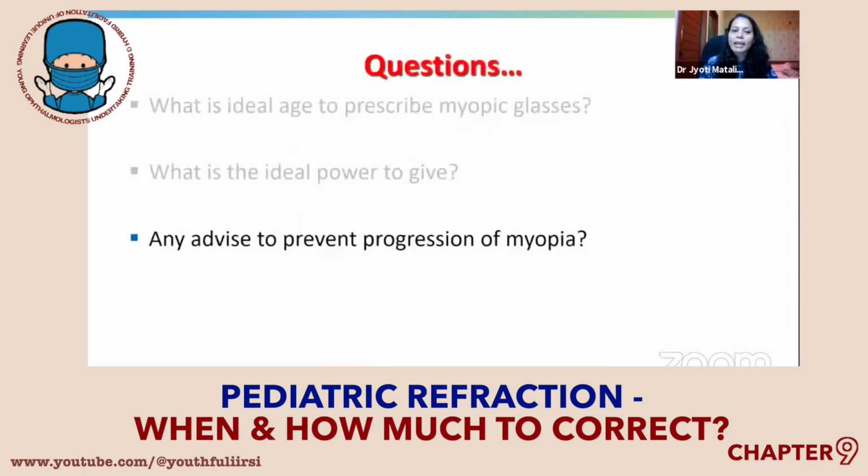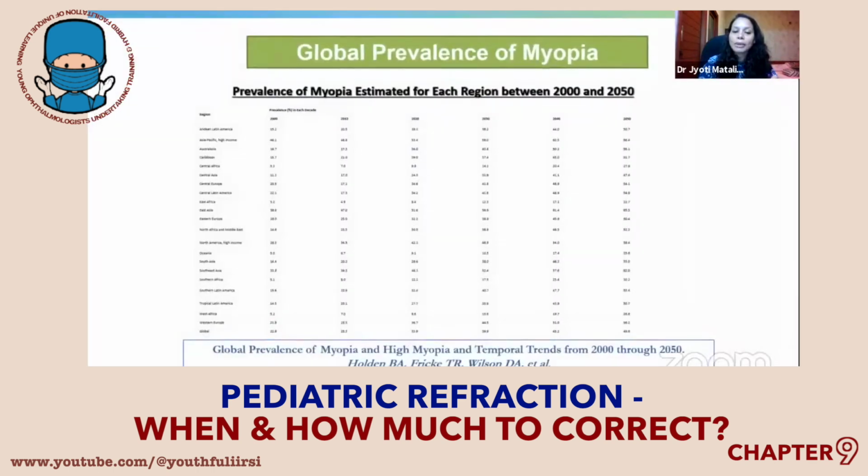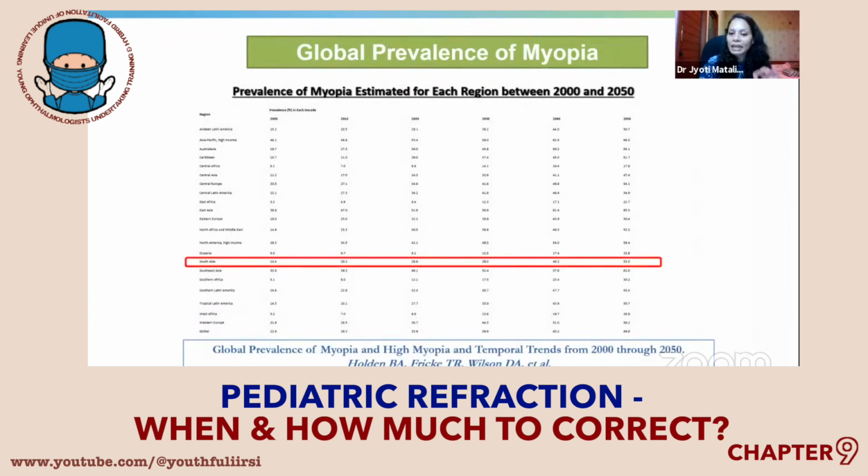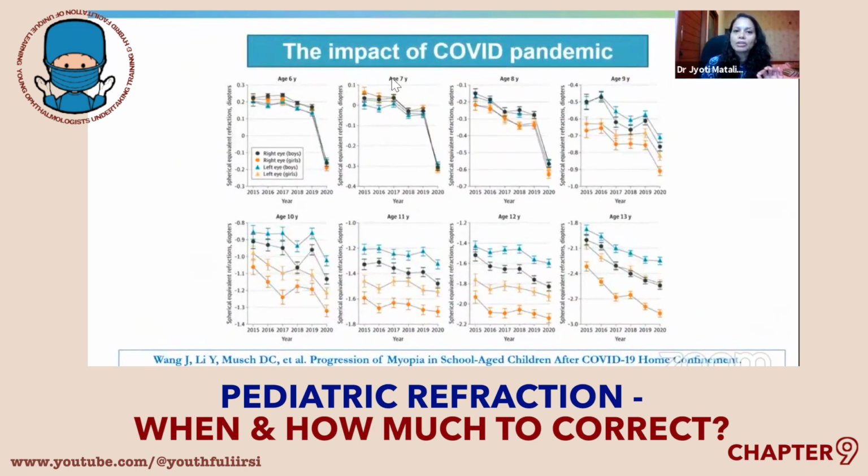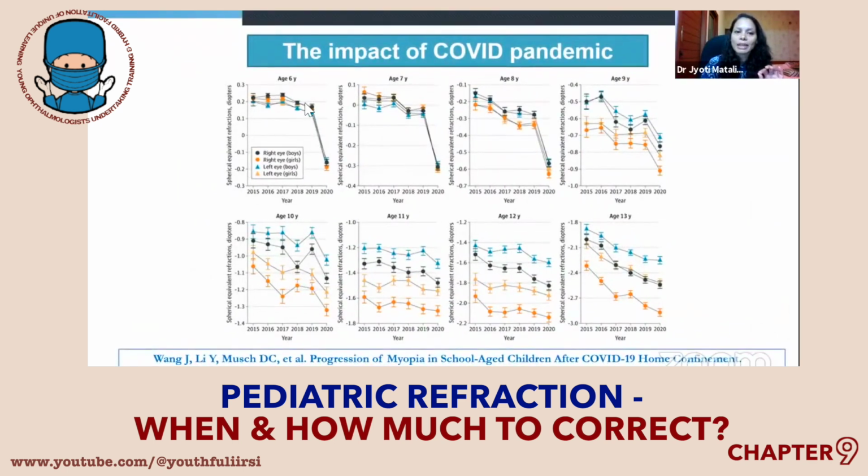Now, that important question: how to advise to prevent myopia progression? There's a study which was done by the Brian Holden team and published in 2016 in Ophthalmology, which shows that South Asia will eventually have, by 2050, 53% of patients having myopia, and India comes in this. In fact, if you look at the impact of the COVID pandemic, where it is shown, this is years of the age of the child against the spherical equivalent, if you notice from 2019 to 2020, look at the sudden increase, and this is because of the home confinement. So we are aware that the patients are getting more and more myopia. Hence, we have to do something to prevent the progression.